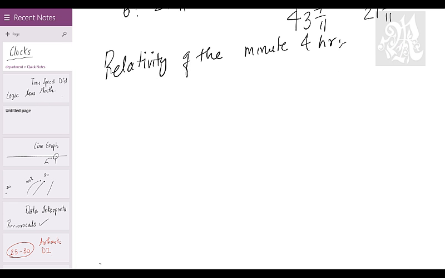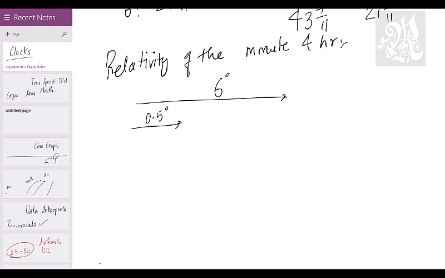When I say relativity of the minute or the hour, I'm talking about this. Minute hand travels 6 degrees every minute. Hour hand follows by 0.5 degrees every minute. Yes or no? Are we clear? 6 degrees minute hand, 0.5 degrees hour hand. What is the separation that they have? 5.5 degrees every minute.